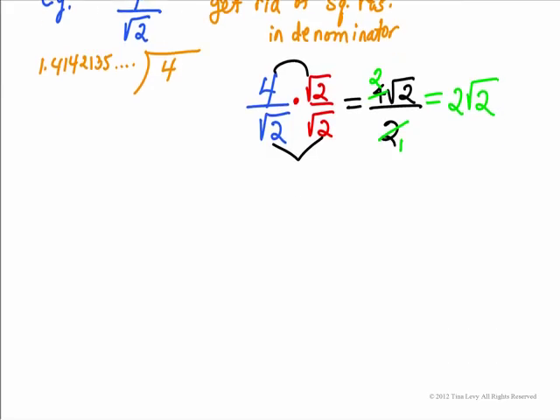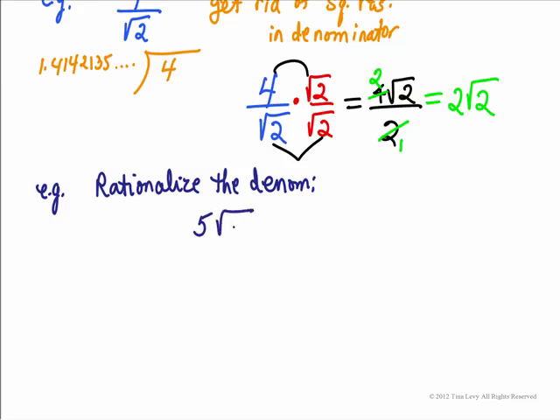As another example, let's suppose the instructions say, rationalize the denominator. And suppose it was 5 times the square root of 3 divided by 4 times the square root of 50. I could work this problem by multiplying top and bottom by square root of 50, but it might be easier if I simplify the denominator first.